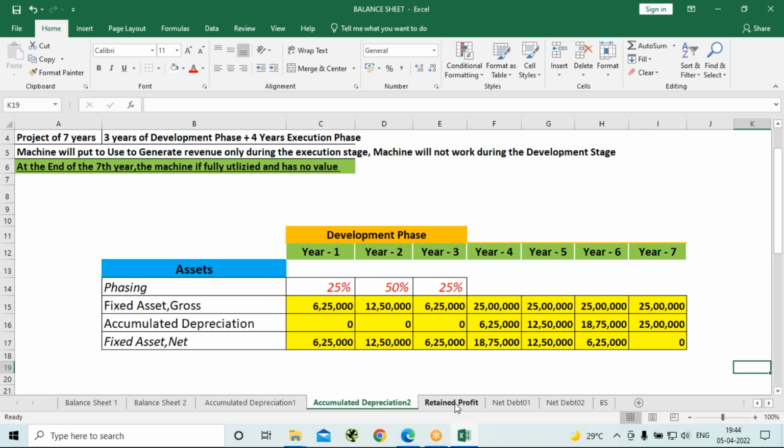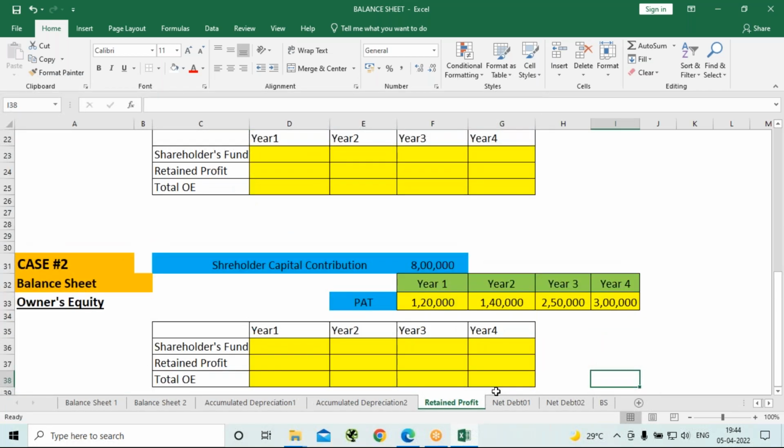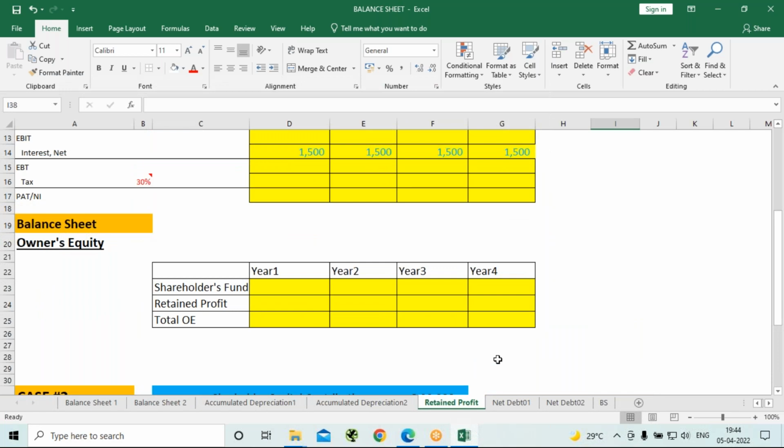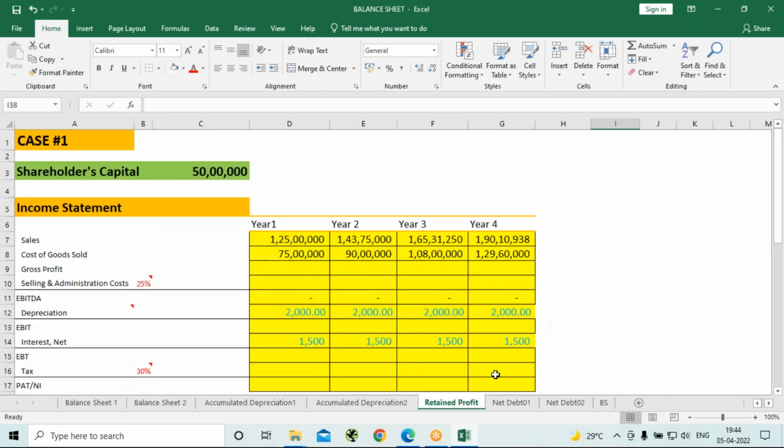The next thing is retained profit. So how to calculate the retained profit value? Okay. Now let us calculate the income statement. I think you can give me the answer for this. Can anyone try this?